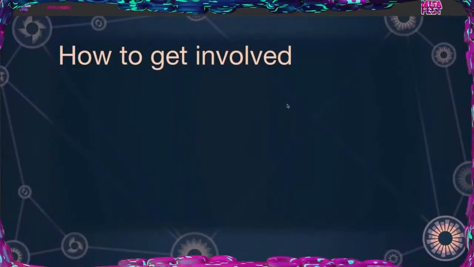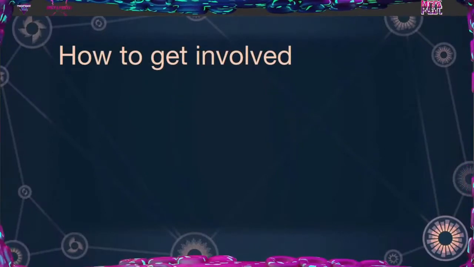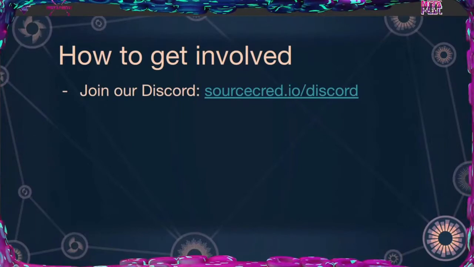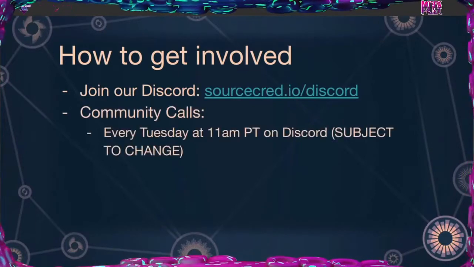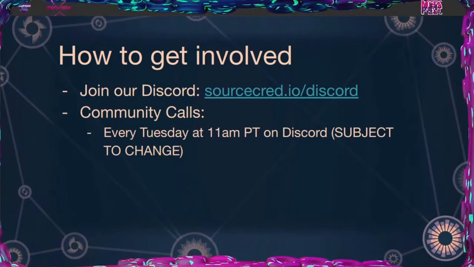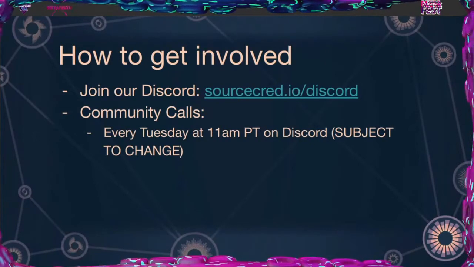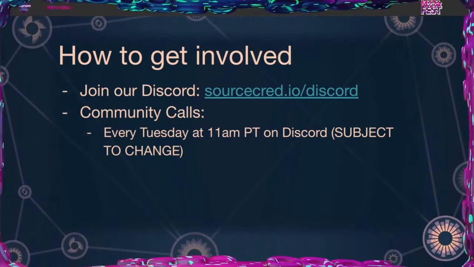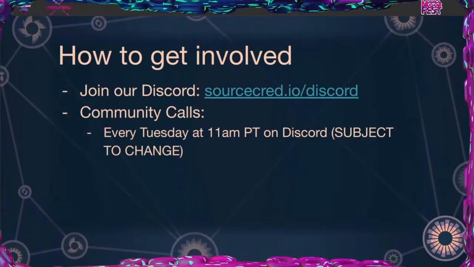And so, yeah, how to get involved? You can still get involved. SourceCred is still a thing. You can join our Discord. We're still having community calls every Tuesday at 11 a.m. Pacific. That's a really good way to comment, ask questions if you're a newcomer, and get a better sense of everything.